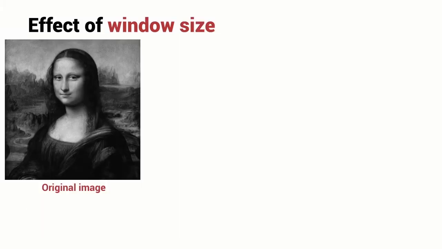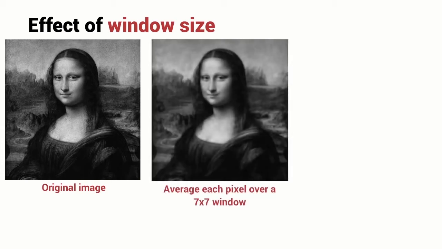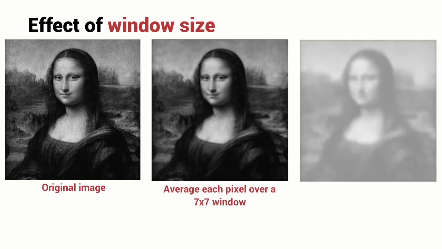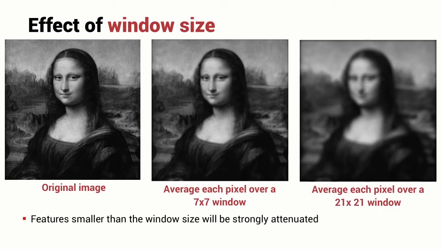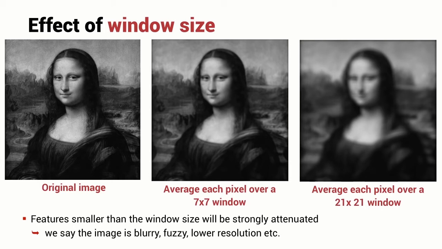Now the window size makes a real difference. Again, here is our input image, and if we compute the average with a 7 by 7 window moving over the input image, this is the result. If we increase the size of the window, now a 21 by 21 window, we can see that it is very, very blurry indeed. What tends to happen is that any feature in the image that's smaller than the size of the window will be very strongly attenuated. It will tend to disappear in the output image. We might say that the output image is blurry, fuzzy, has a lower resolution, or whatever. We have blurred out, smoothed over, fine detail in the image.